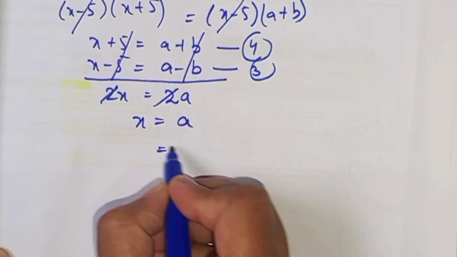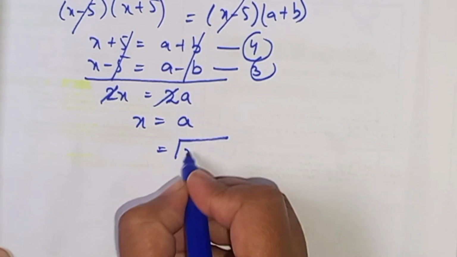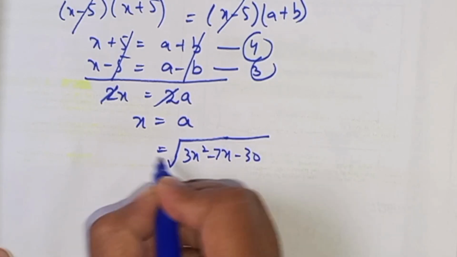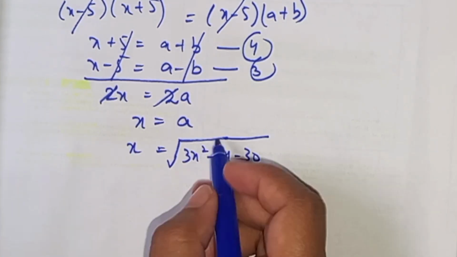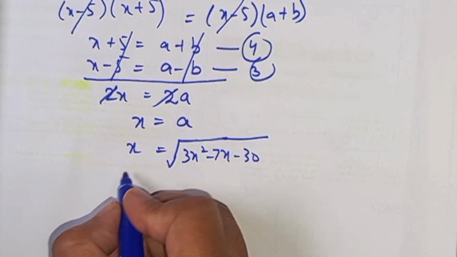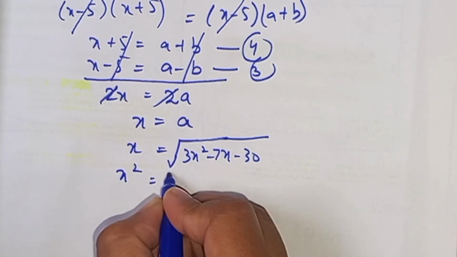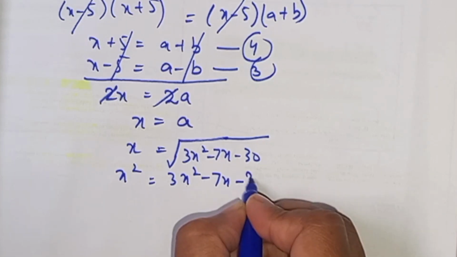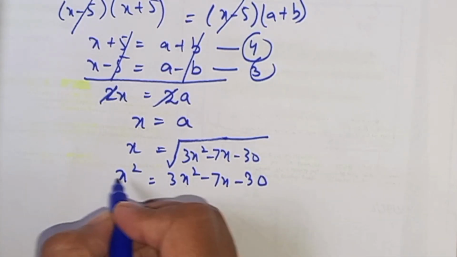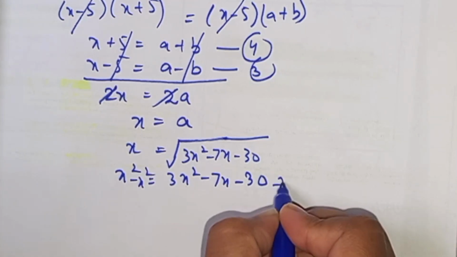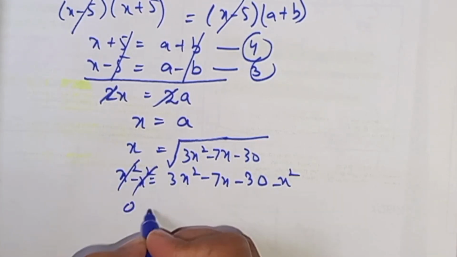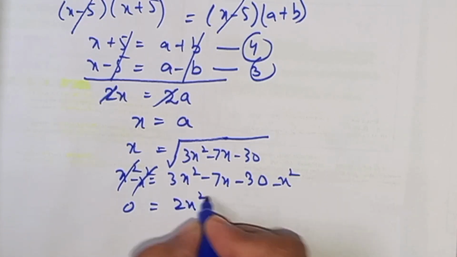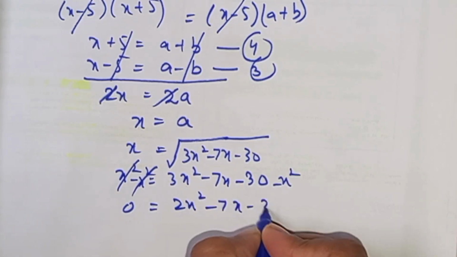We let that a is equal to square root of 3x² minus 7x minus 30. This is the x. So in the next step, we take the square on both sides of this equation. Then we get x² is equal to 3x² minus 7x minus 30. The next step, we subtract x² on both sides. So this will cancel, and we get 0 is equal to 3x² minus x², which becomes 2x², minus 7x minus 30.